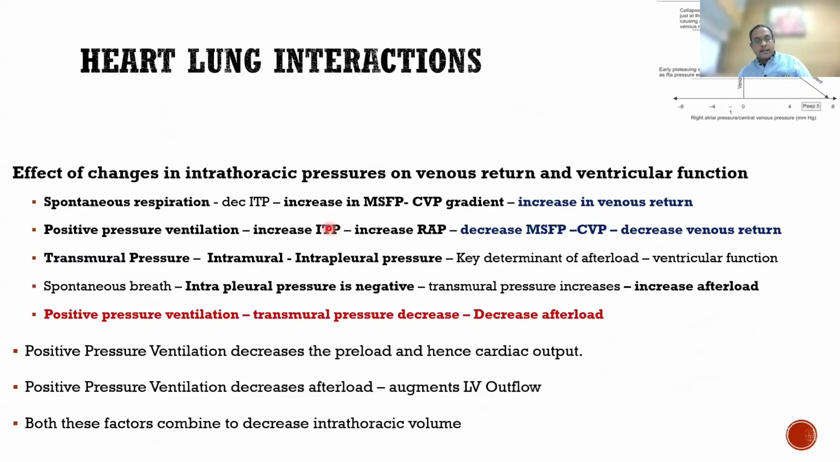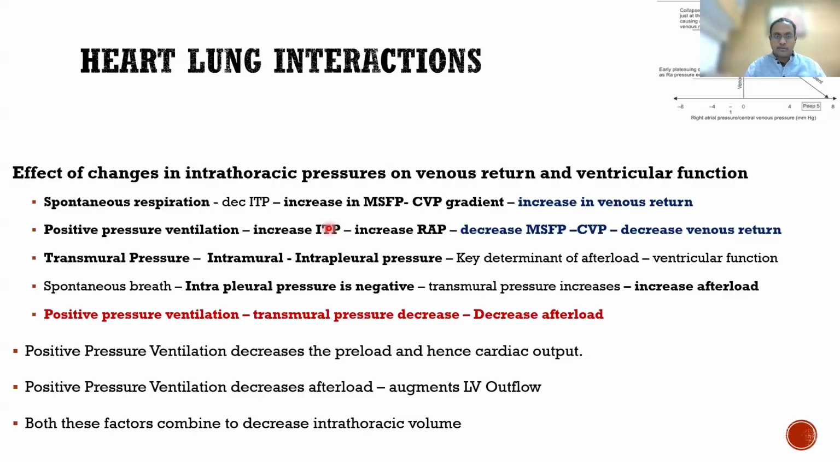So in spontaneous respiration, there is a decrease in intrathoracic pressure during inspiration. There is an increase in the difference between mean systemic filling pressure and CVP. There is increased venous return. This is clear. During positive pressure ventilation, as I explained, there is a decreased venous return. But it is the transmural pressure. Transmural pressure is the difference between the intrapleural pressure and the intramural pressure. So during positive pressure ventilation, the intrapleural pressure becomes positive. Okay, understood, because this is a positive pressure ventilation.